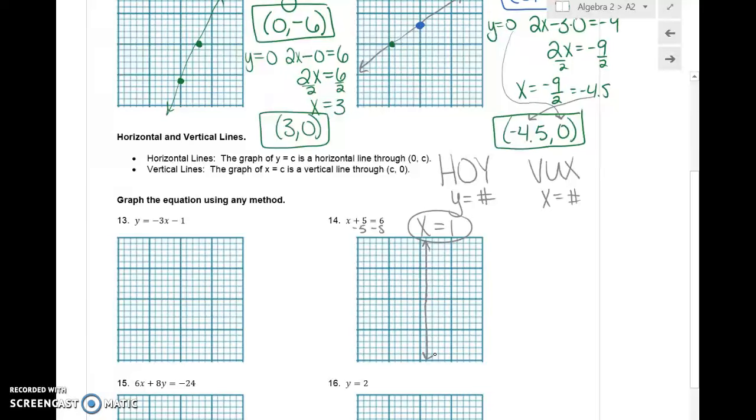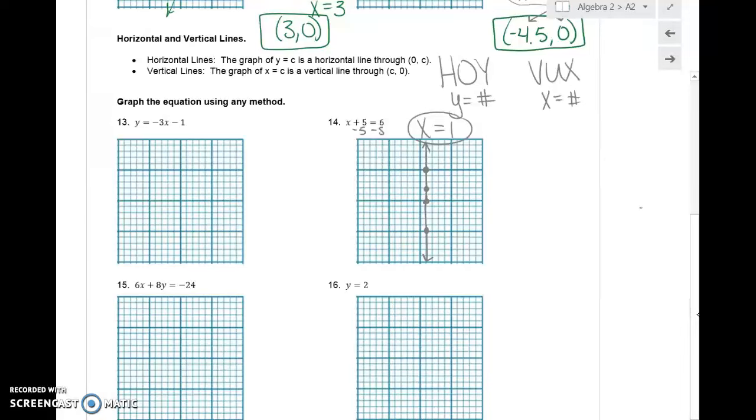Here's some points on the line: (1, 5), (1, 2), (1, 0), (1, -5). All of those points have an x value of 1. Right underneath that, number 16 has the equation y equals 2. y equals with no x is a horizontal line with a y value of 2. Every point on this line has a y value of 2.